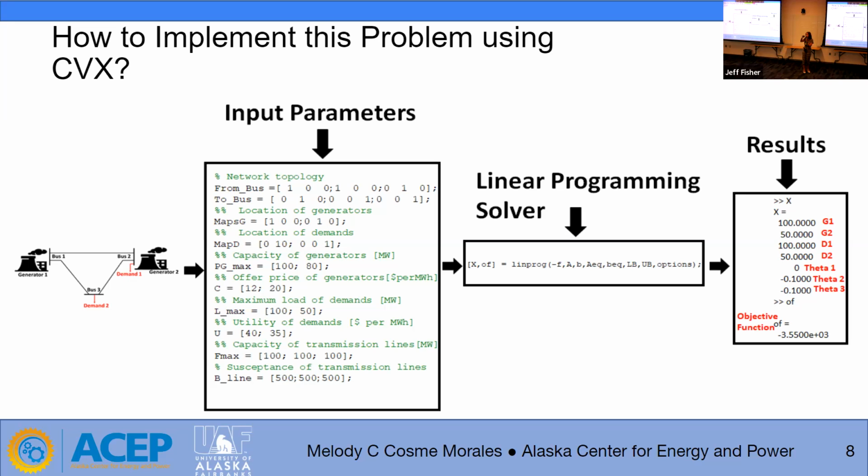Then when we put in all these inputs and identify all the parameters, we can apply the linear programming solver. In this case it's linear because all our parameters are linear. It's a convex problem. And then we have the results. The results that CVX gave us are the answer to the question we have. For this utility of demand, this offer price, and these maximum loads, generator 1 is generating 100 megawatts and generator 2, 50. Then we can see details about the demands. In this case, G1 is cheaper than G2.